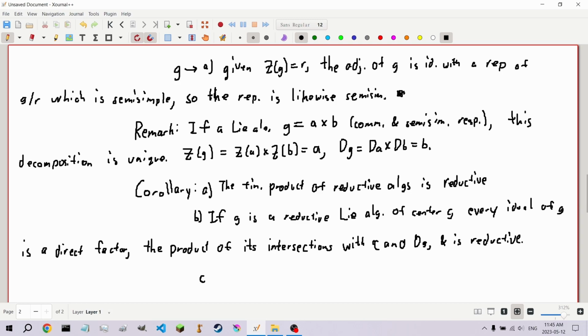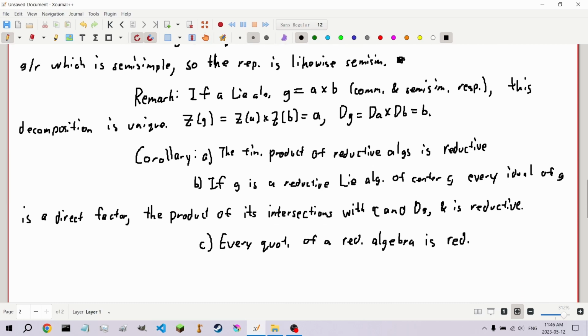And our third and final part of the corollary is that every quotient of a reductive algebra is itself reductive. Let's get to the proof here.